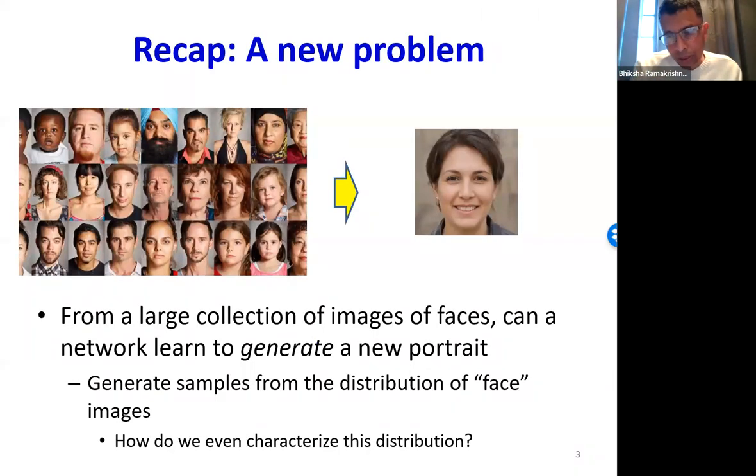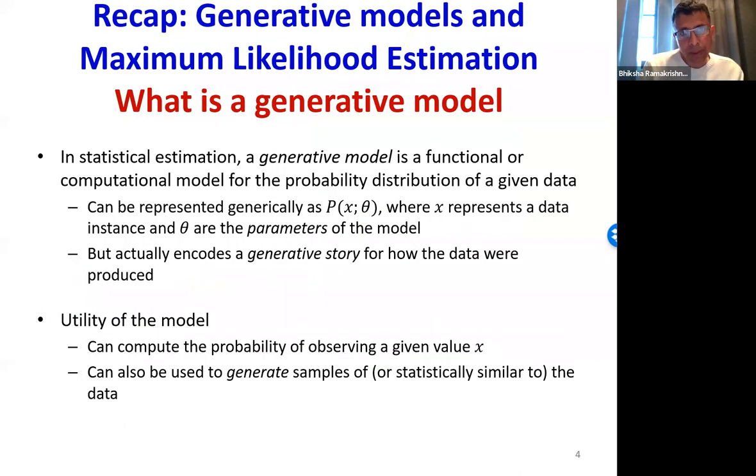So the problem that we looked at was something like this. Given a collection of data of a specific class, we wanted to learn the distribution of the class so that when we drew samples from the distribution, it looked like an authentic member of that class. So for instance, if I learned the distribution of human faces, if I use the network to draw a sample from this distribution, it should give me a face. How do we characterize this distribution? That is the real question.